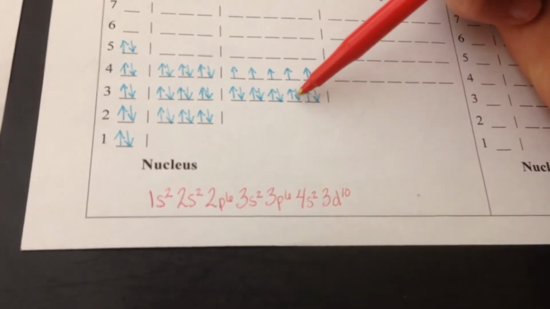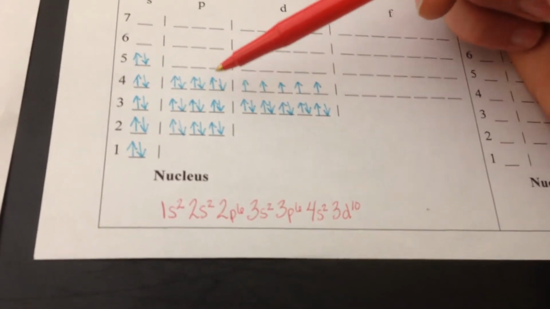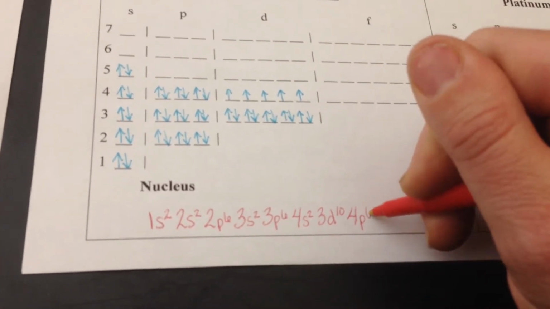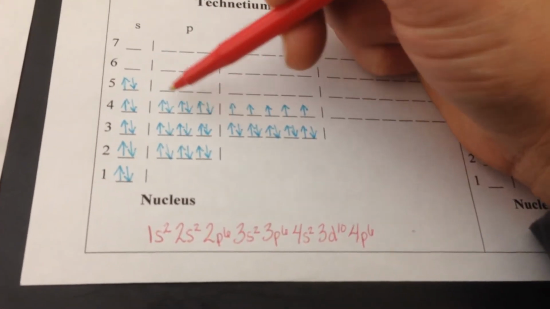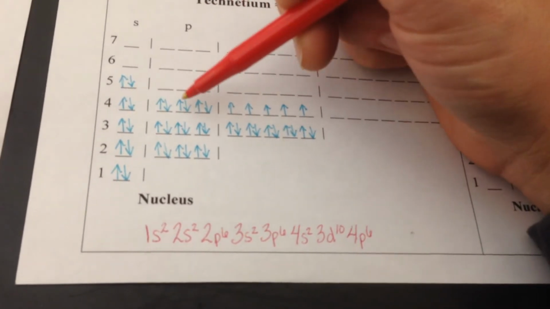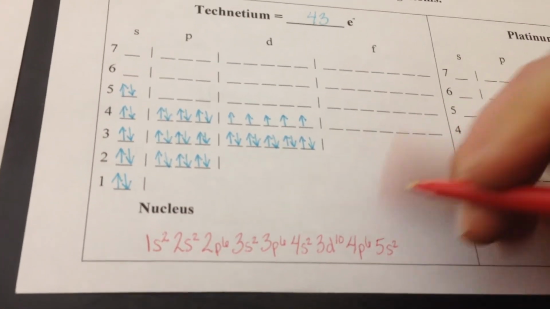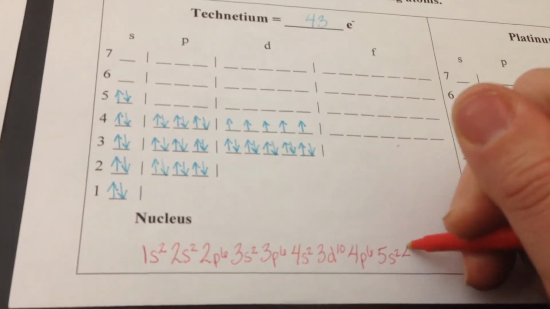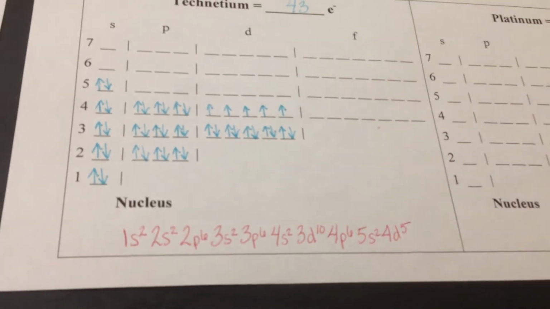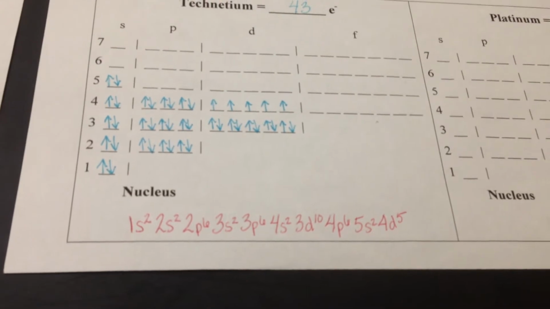All right, after the 3d, we filled the 4p. You can consult your Aufbau diagram if you want to, just to double check that. That's 4p6. After the 4p6, you might be tempted to write this down. Again, that would be incorrect because after p comes s. So we would write down 5s2 and then move on to 4d. And we count those up, and there are 5 electrons in that last orbital. And this would be the electron configuration for technetium.